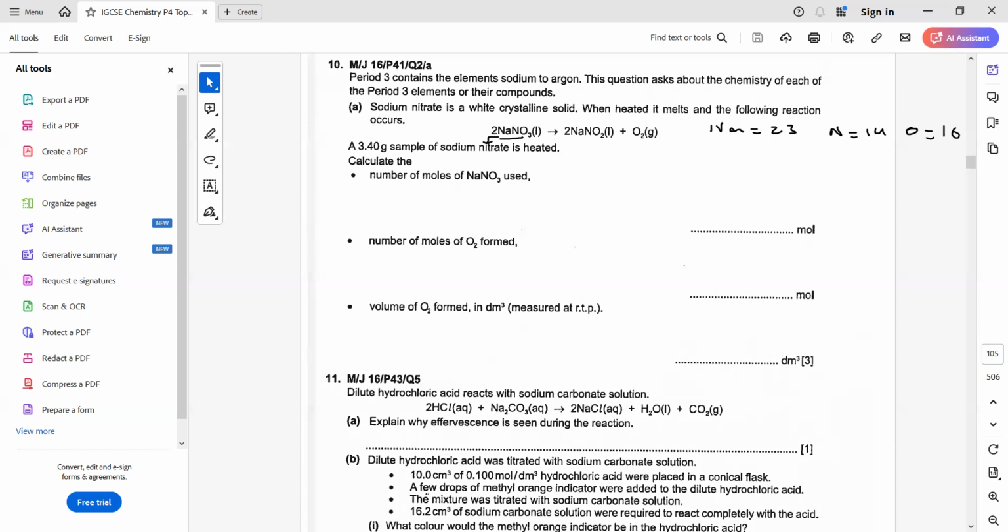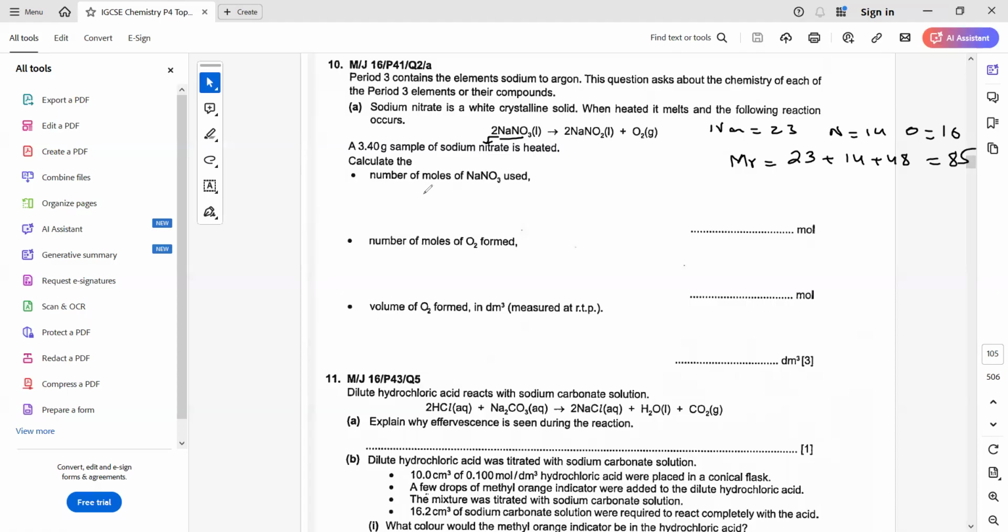Okay, so now I have a few answers. I can now start to solve this. Let's see what it says. It says, first of all, 3.40 grams of NaNO3 is heated. We have to find out moles. So let's first find out Mr. NaNO3. O3 means oxygen is 3 times. So 48 plus 23 plus 14, that comes out to be 85.